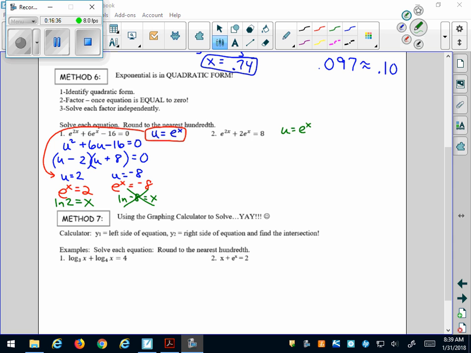Okay, so this one turns out to be u minus 2, u plus 4, and so it's natural log of 2 and natural log of negative 4, which is extraneous. And by the way, the natural log of 2, this says round to the nearest hundredth, so approximately 0.69 for both of these.